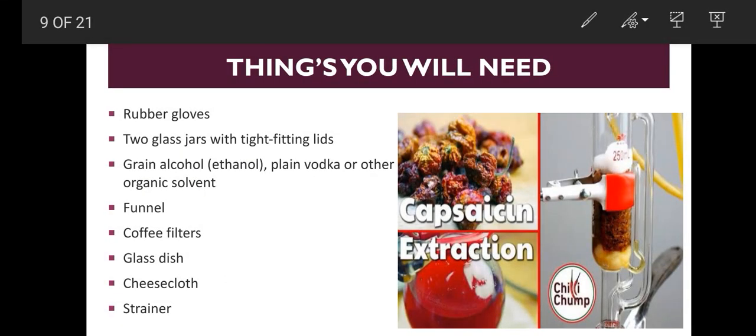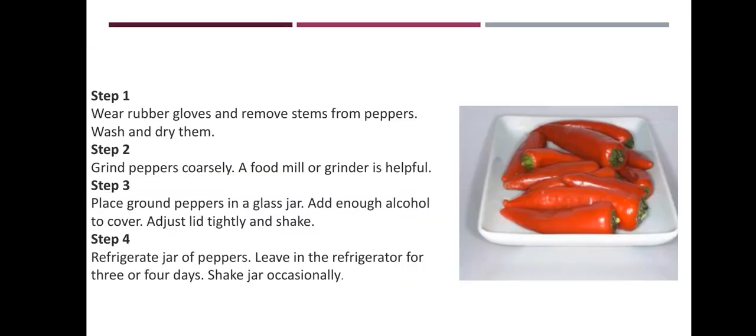Things you will need to extract capsaicin oil from peppers: rubber gloves, two glass jars with tight-fitting lids, grain alcohol, plain vodka or other organic solvents, funnel, coffee filters, glass dish, and a strainer. Now you should follow these steps. Step 1. Wear rubber gloves and remove stems from peppers. Wash and dry them.